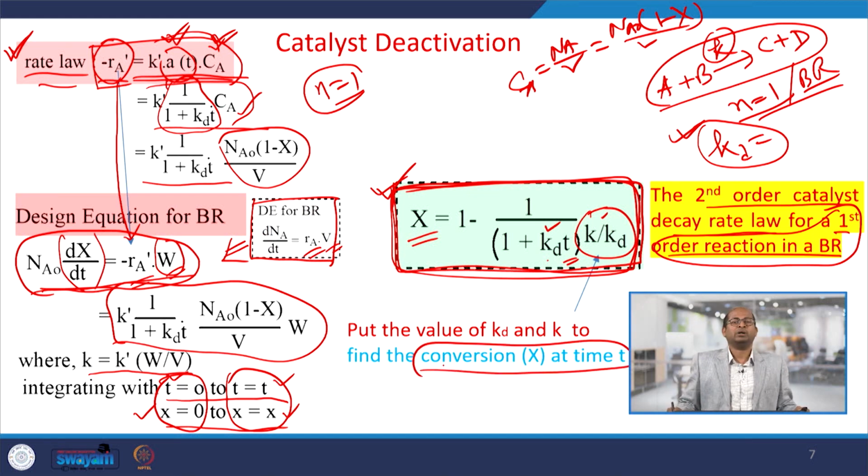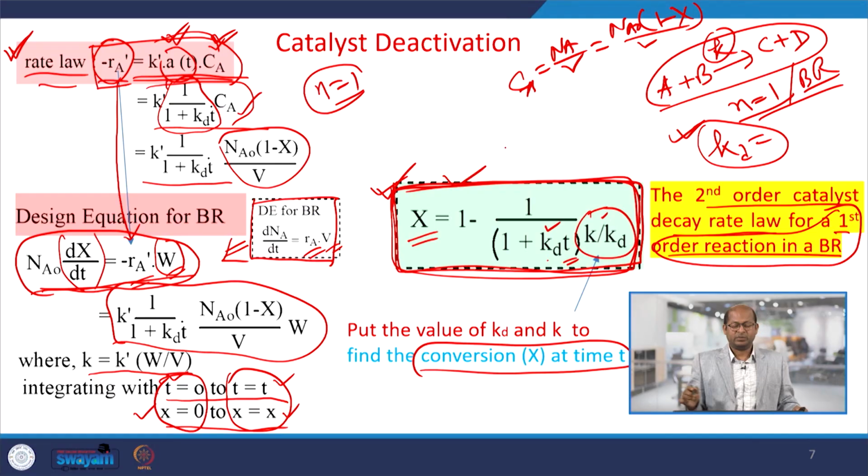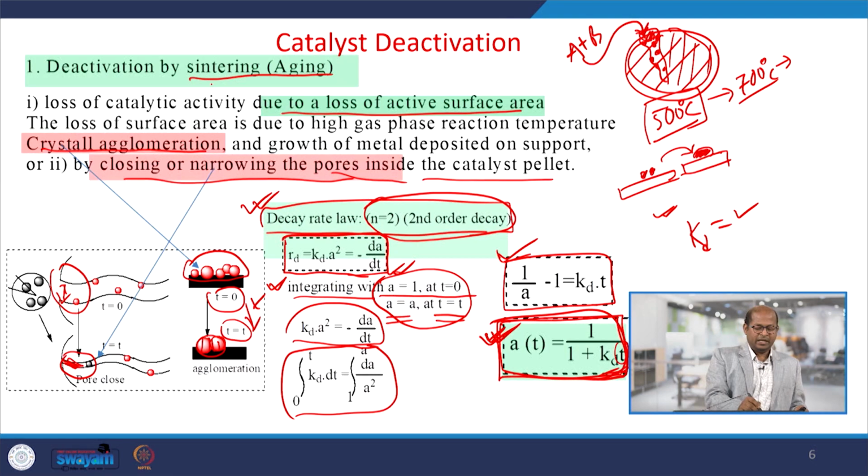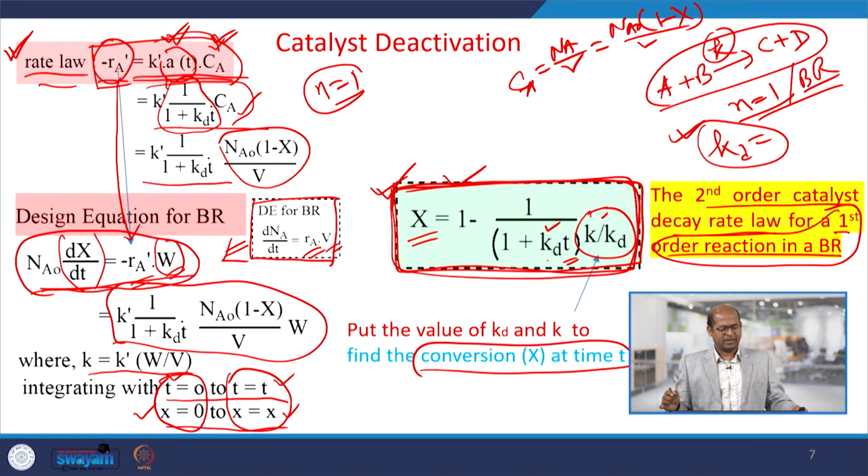So if we know these two things, the reaction rate constant for a particular reaction, and we want to know the conversion at a particular time when catalyst deactivation is there, then with increasing or decreasing time, what would be the conversion at that particular time, using these equations we can easily calculate or find out. Okay, aging or sintering, that part we discussed.